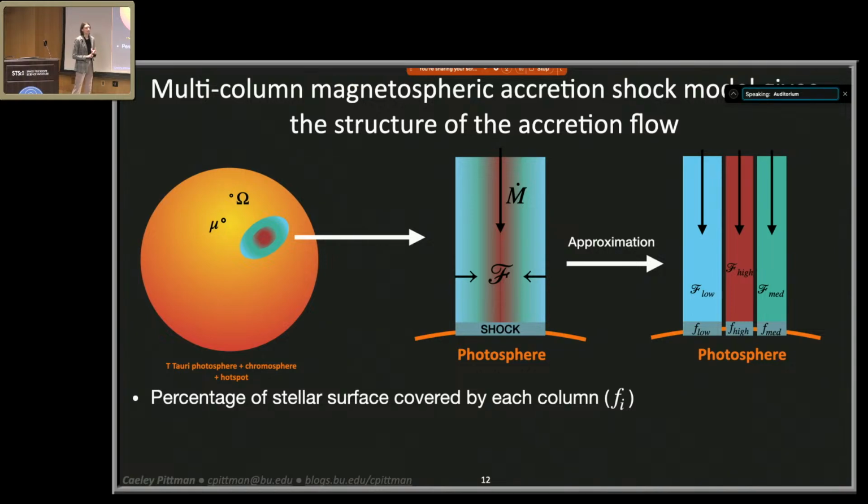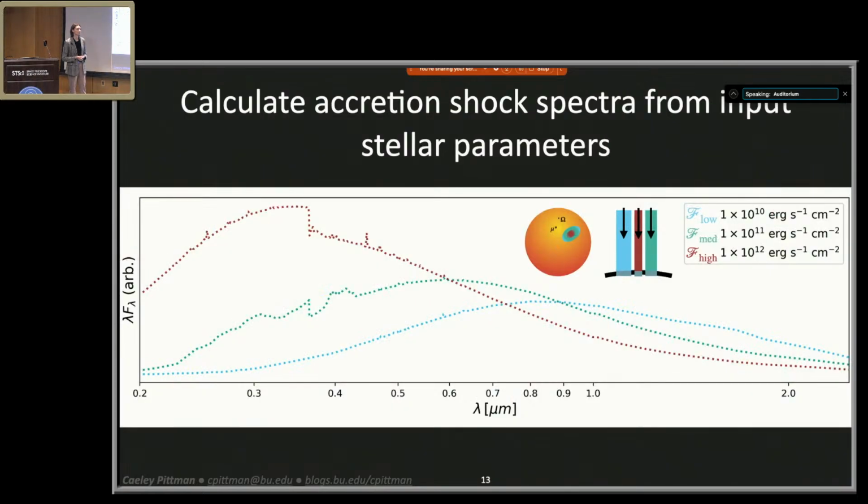One is the percentage of the stellar surface that's covered by each accretion column. One is the mass accretion rate, both of the columns individually and the total mass accretion rate. And the other is an estimation of the extinction, which we call AV, the V-band extinction.